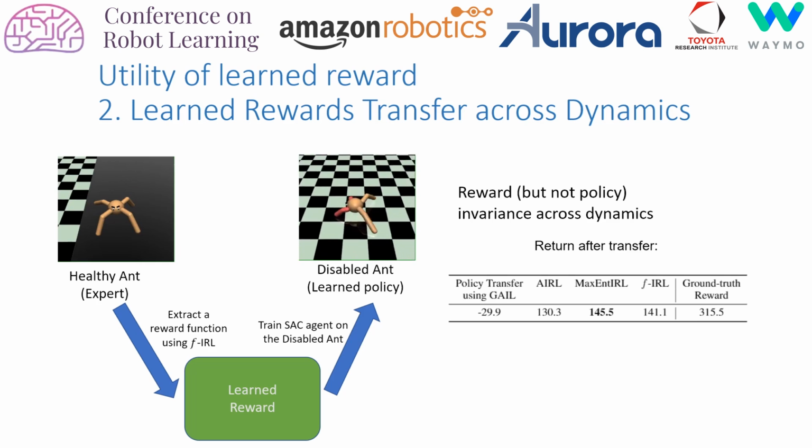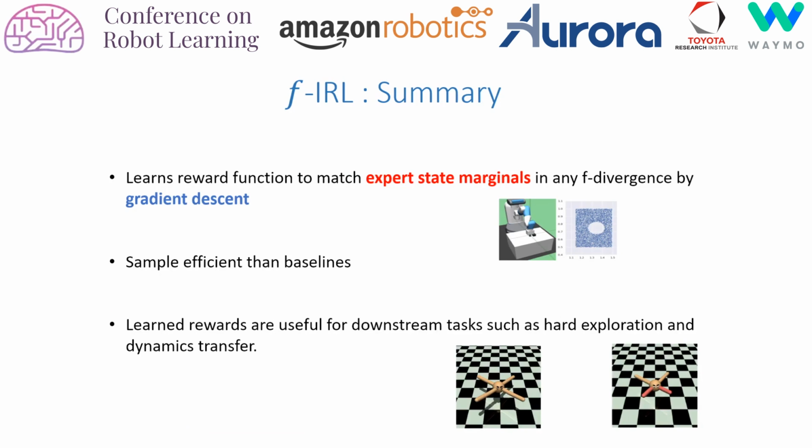In summary, f-IRL learns a reward function to match expert state marginals in any f-divergence by gradient descent. f-IRL is more sample efficient than baselines. The learned rewards are useful for downstream tasks such as hard exploration and dynamics transfer.